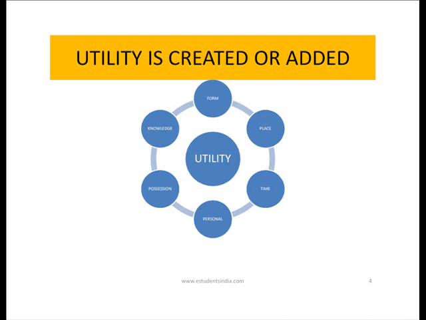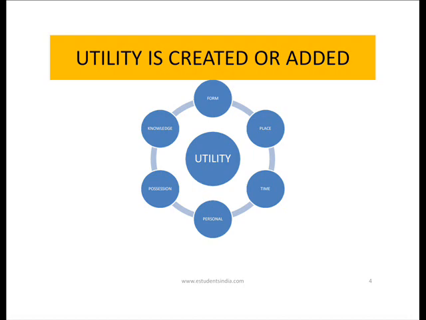A carpenter makes furniture from raw wood. Furniture is more useful than raw wood. Raw wood is transformed into a new product. Form utility is created. Sand is available in the river. When sand is brought to the town, it becomes more useful as it can be used as a building material.